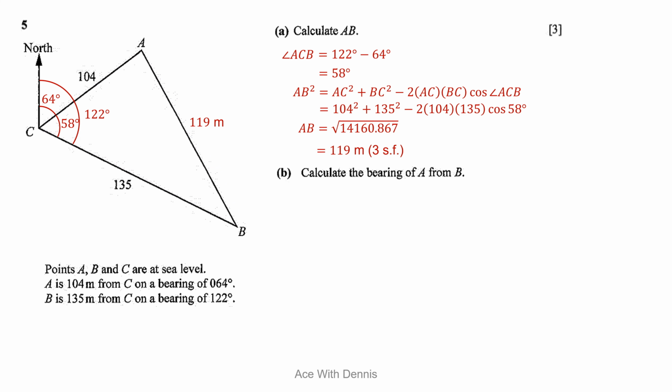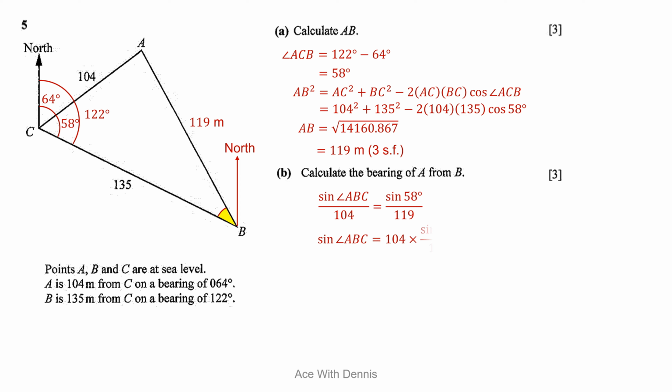B. Calculate the bearing of A from B. 3 marks. To calculate the bearing of A from B, first we draw a north line from point B. And then we need to find this angle. This angle is angle ABC. We can apply the sine rule here. So to apply the sine rule, it will be sine angle ABC over 104 equals sine 58 degrees over 119.